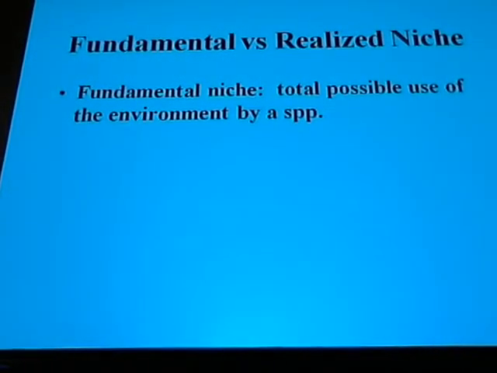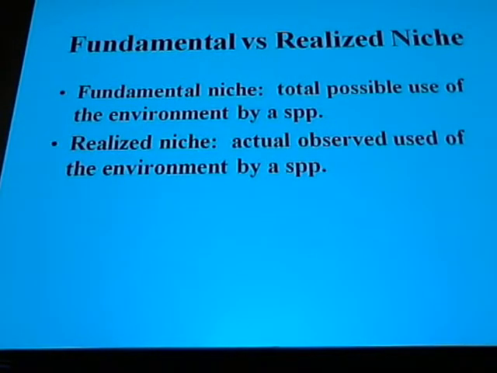But then you start throwing in other species that compete for those resources, and pretty soon you find that that species doesn't always occupy its total potential niche. It's excluded from a lot of its niche often by other species. And so that's what we call the realized niche. And that's the actual observed use of the environment by a species.